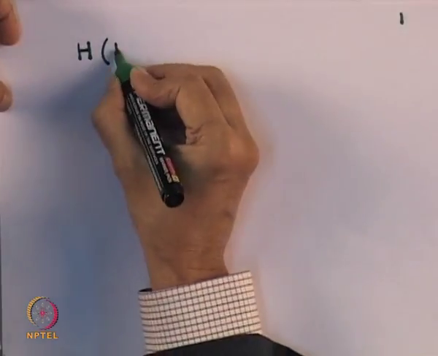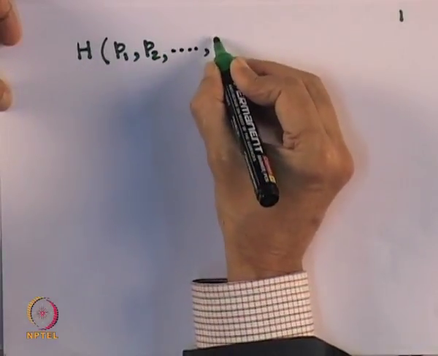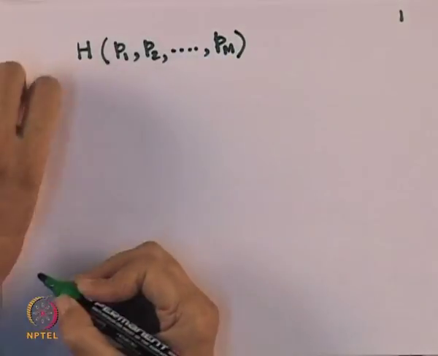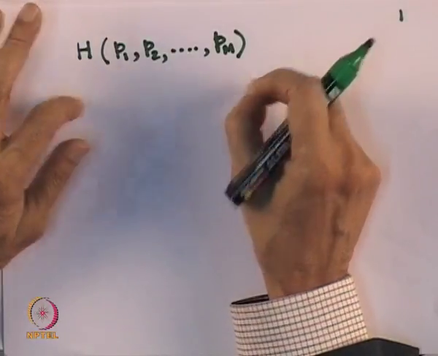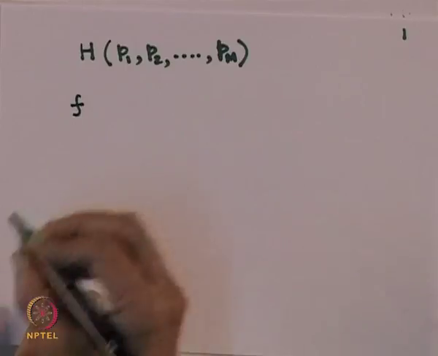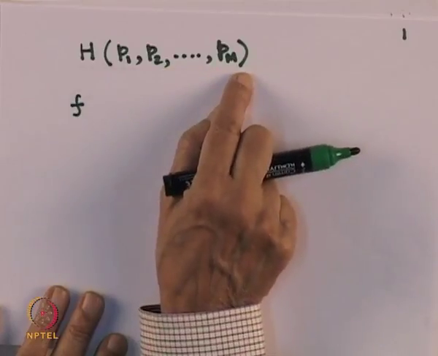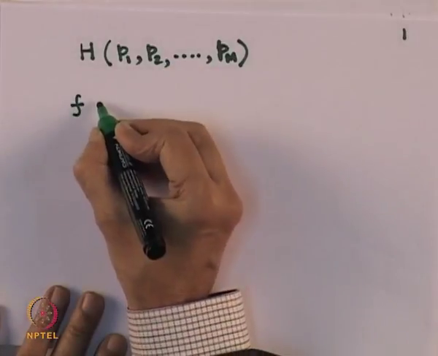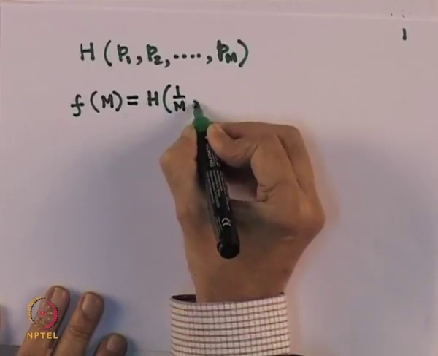So, what we said is that H is a function of m events with probabilities p 1, p 2 up to p m. We wanted to get an expression for this quantity, and we said that this quantity has certain properties. Now, what we did is to first define a new function called f, which was simply H with each one of the probabilities the same. Supposing there are m events, f of m is defined to be H of 1 over m, 1 over m, etc.